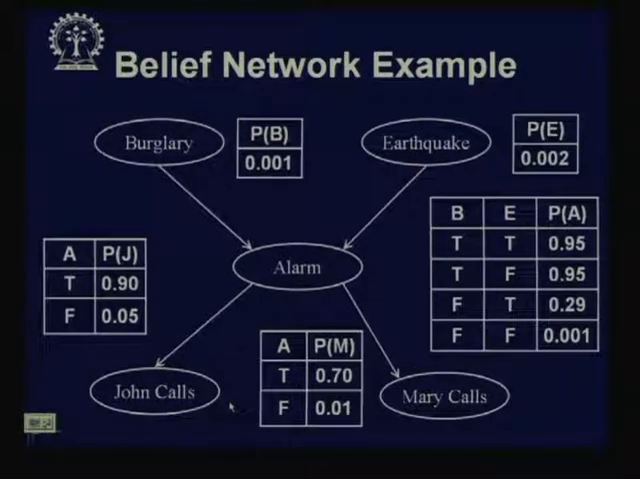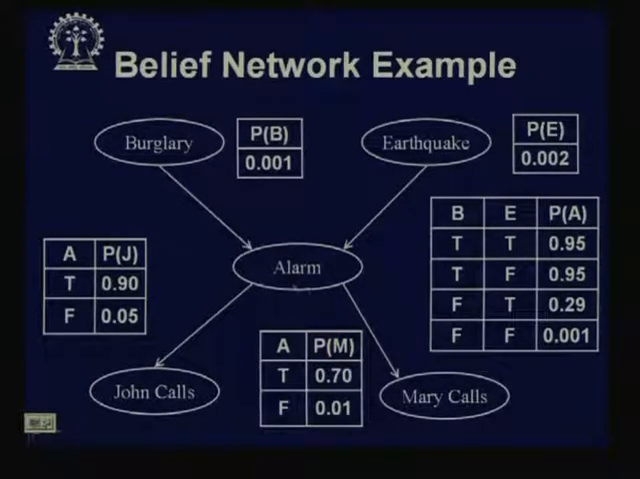Now, here is the corresponding belief network: burglary, earthquake, alarm, John calling, Mary calling. These are the possible events, and for each event we have made a node. For burglary, we have put an a priori probability of 0.001, and the a priori probability of an earthquake occurring is 0.002.